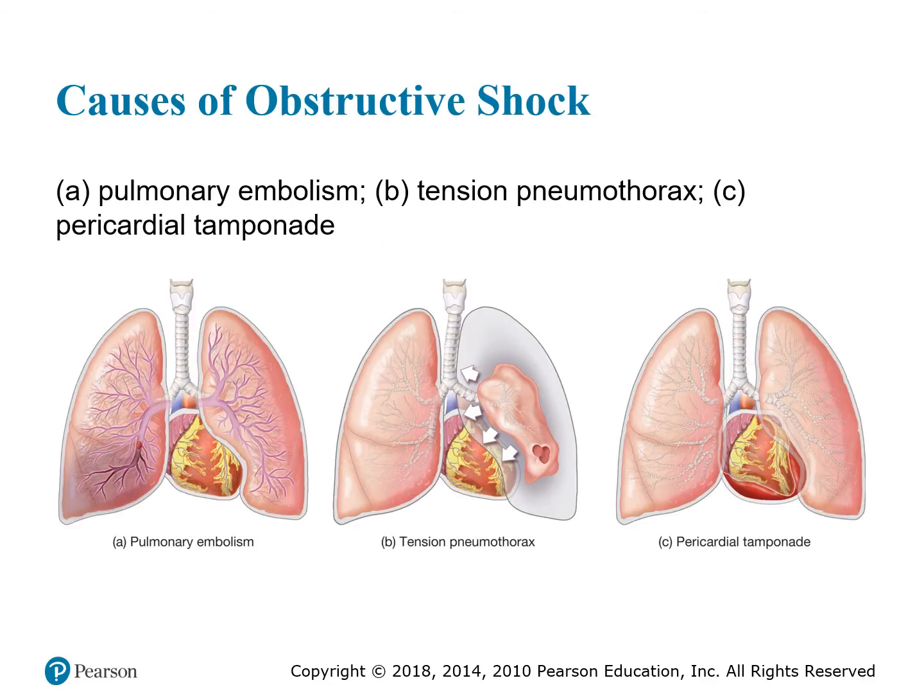And here we have some examples to help illustrate causes of obstructive shock, where you have a pulmonary embolism. There it's blocking the arteries, preventing blood flow. And with the tension pneumothorax, you have a buildup of air in that pleural space surrounding the lungs. And as that pressure increases, it'll also compress on the heart to prevent cardiac output. With the pericardial tamponade, you'll see this blood build up around the pericardial sac that is also going to put pressure on the heart and prevent cardiac output.